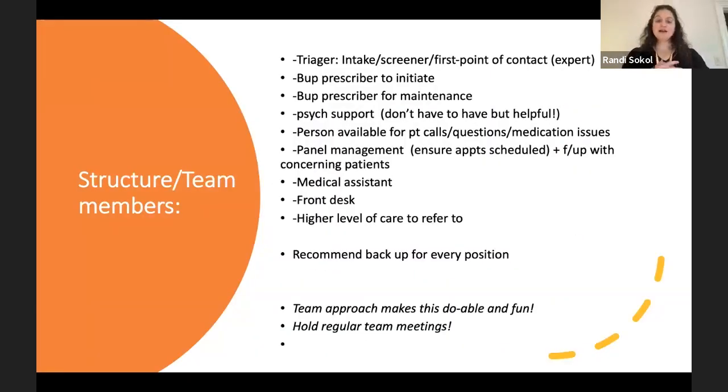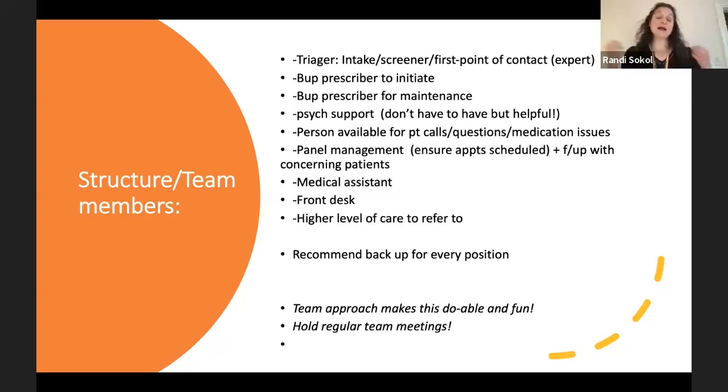I would say there's no specific person you have to have on your team or not have on your team, but in general, some things you should think about in doing this work are having somebody be the first point of contact, a triager, somebody who's going to initiate the buprenorphine prescriptions. After our OBOT nurse receives a call from a patient, she will get them set up with a doctor to start the Suboxone, and then after that they come to our groups and get all of their Suboxone in the group.